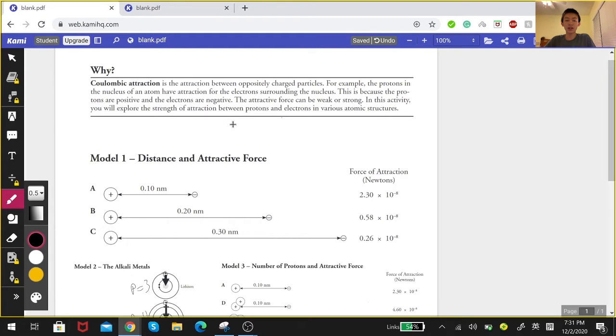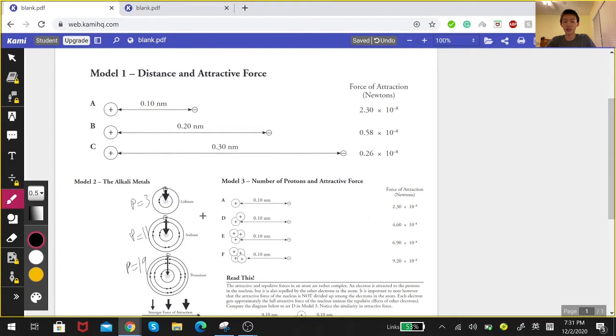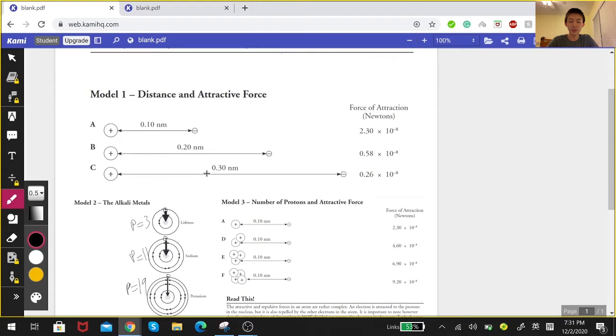So in a Coulombic attraction, the farther away the distance, the less the attractive force. The farther away the electrons are from the protons in the nucleus, the less the force of attraction, aka the Coulombic attraction. So as we can see here, if it's 10 nanometers apart, it's 2.3 times 10 to the negative 8th. And the farther we get, the number decreases.